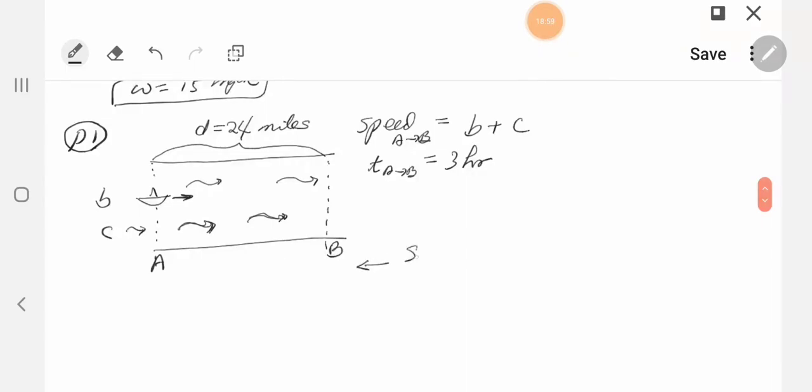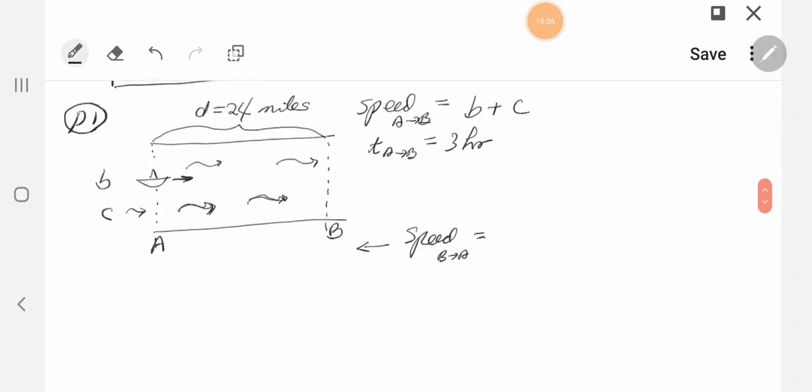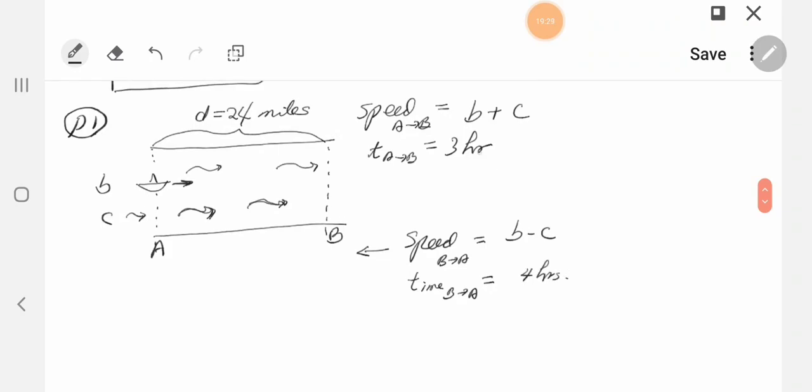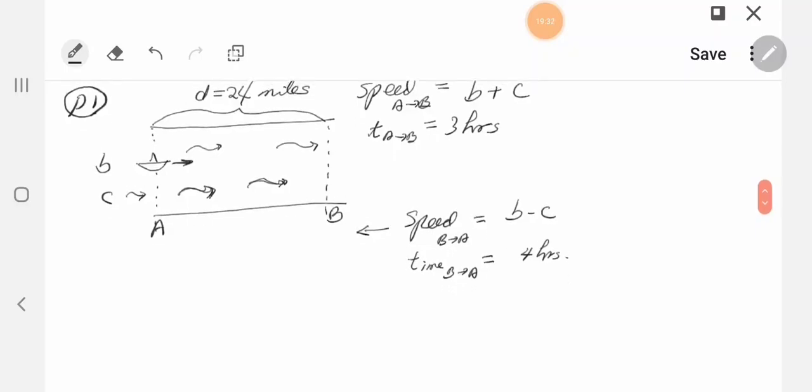Okay, so when you come back, the speed from B to A, you are going against the current. So going against the current, the boat speed will be reduced by C, right? So B minus the current speed. And when you return against the current, from B to A, it took four hours.